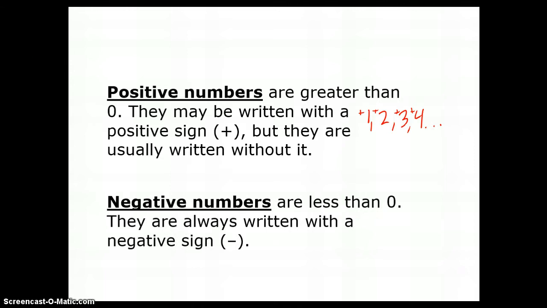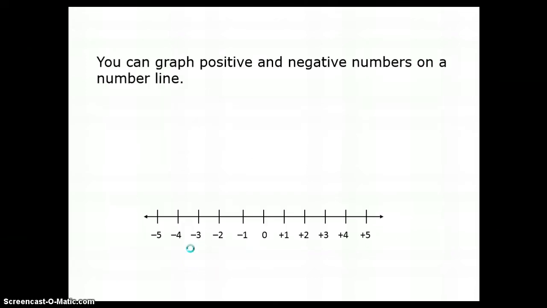Now, negative numbers are less than zero, and they always have to be written with a little negative sign right in front of it. So -1, -2, -3, -4, and so on. We can graph positive and negative numbers on a number line, keeping in mind where the negatives are. The negatives go to the left, and the positives go to the right. Now notice they all start with 0, and they seem to be getting bigger as they move away.